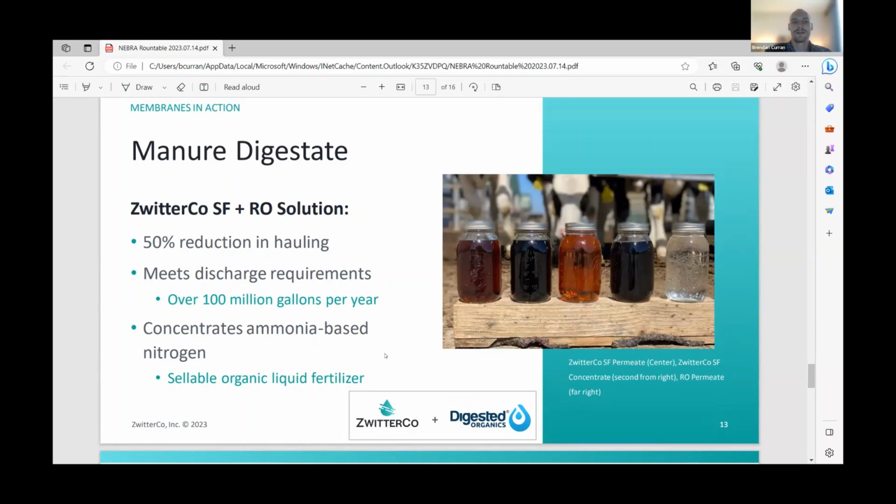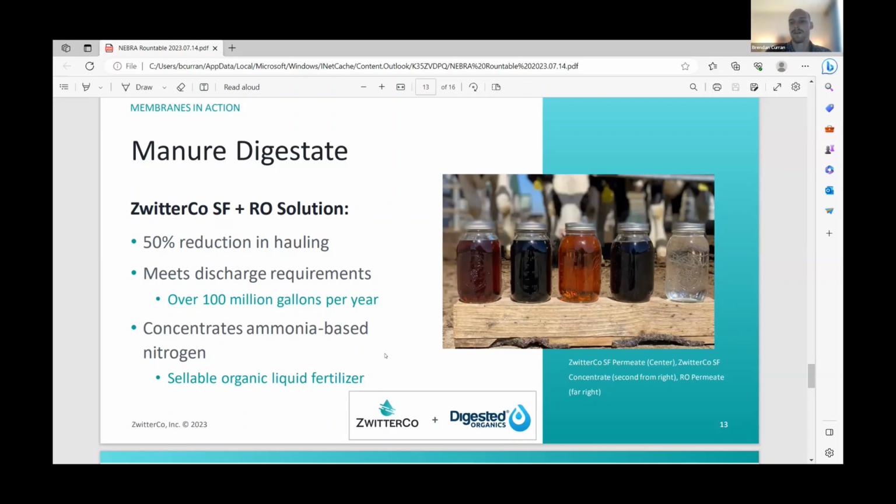They're putting over 100 million gallons per year of clean water into a stream nearby. I'm not sure of the exact numbers off the top of my head, but their NPDES permit was relatively strict because the stream is dry part of the year. The second benefit is they're concentrating the ammonia-based nitrogen as a soluble organic liquid fertilizer.